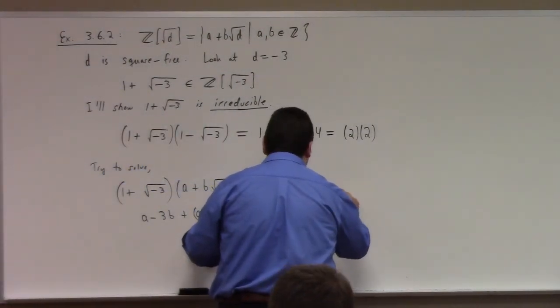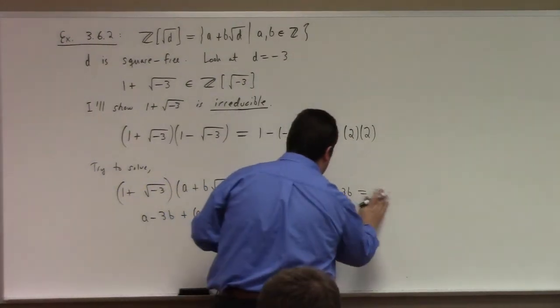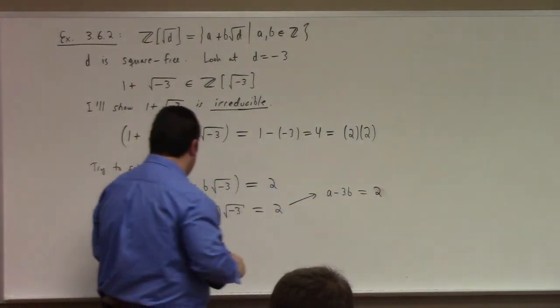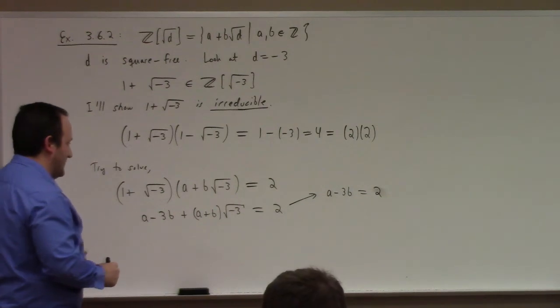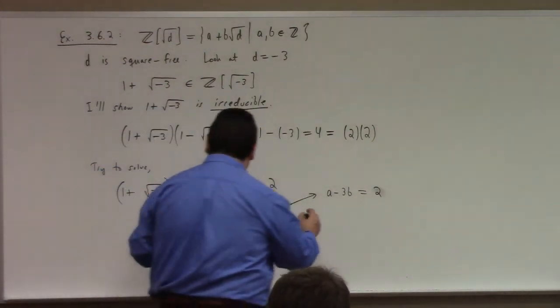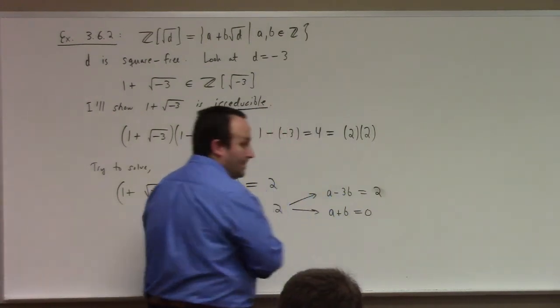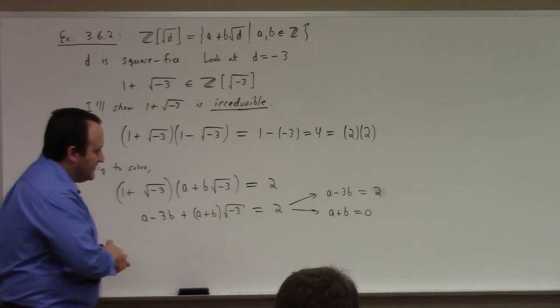On the one hand, we have a minus 3b equals 2, and a plus b should be 0, right? So we're trying to solve the integer equation.